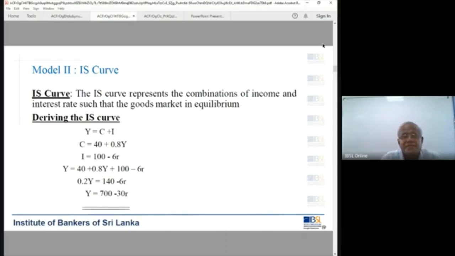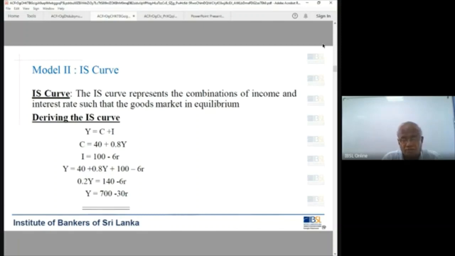The IS curve represents the combinations of income and interest rate such that the goods market is in equilibrium. I said the IS curve represents the goods market equilibrium, or precisely, goods and services market in equilibrium, real sector equilibrium. Now, derive the IS curve. We derive the IS curve for what model?